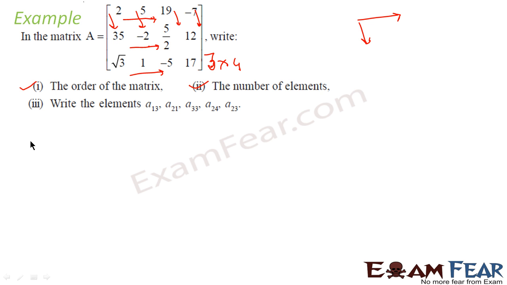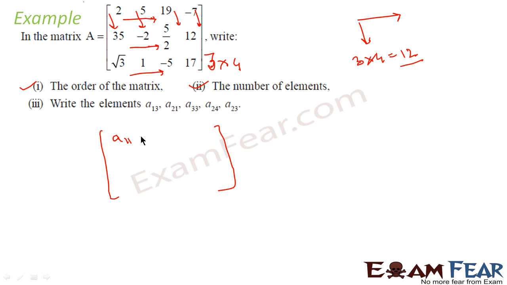The second is what is the number of elements? So number of element is nothing but you multiply both horizontal and vertical sets. That is 3 into 4 is how much? 12. So the number of element is 12. Now the next question is we have to write A13, A21, A33, A24 and A23 elements. So to write this, the best thing is that we can write all the elements. So if we write, it is something like this.